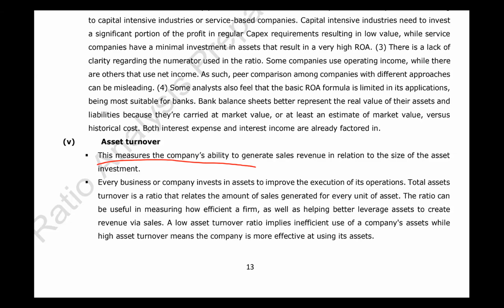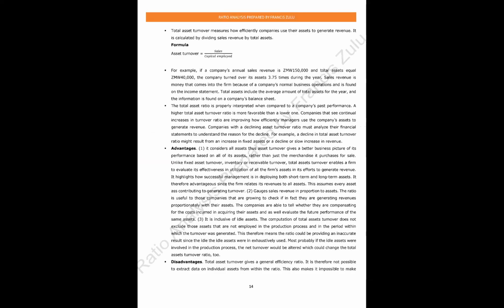Now, total assets turnover is a ratio that relates the amount of sales that are generated from every unit of an asset. We are looking at the sales. Among the sales that we have, how much of them have come from the assets? That is necessary, and you need that ratio, the asset turnover.